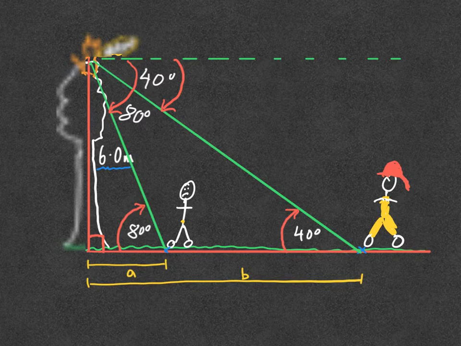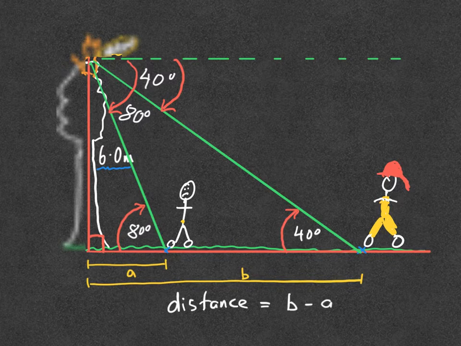So I can answer the question now, how far away is the fireperson from Paul? And of course that distance is B take A. So that's a really easy problem. You've done that lots of times. But let's make this a little bit trickier.